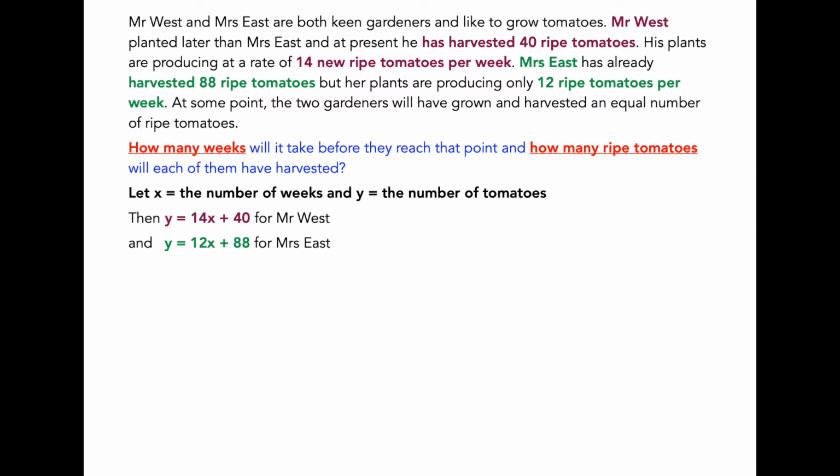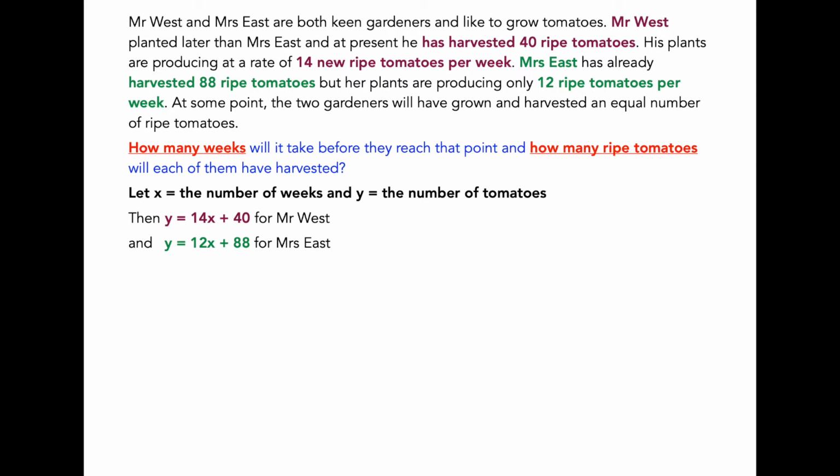And following the same pattern and looking at Mrs. East's tomato plants, y, the number of tomatoes she will finally have, will equal 12x, that's the 12 ripe tomatoes per week she produces, times the number of weeks, plus 88. So now we have simultaneous equations. y equals 14x plus 40, and y equals 12x plus 88.